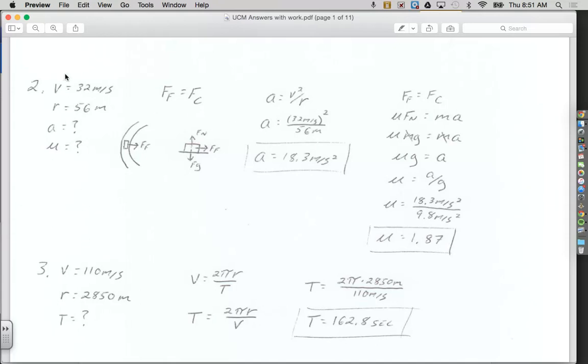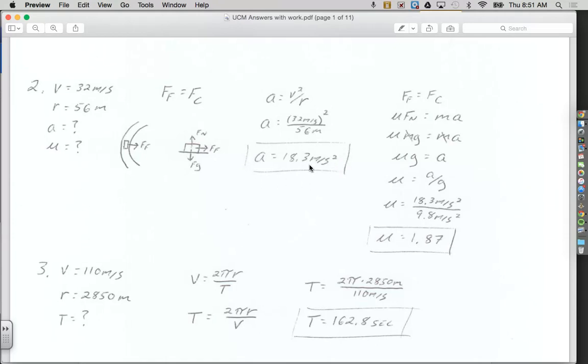I have v, I have r. This is just like the previous problem where I look for an equation that's got the thing I want, a, and the two variables I've got, v and r. I can plug in my numbers, 32 meters per second. I square that, divided by 56, and I get an acceleration of 18.3 meters per second squared.